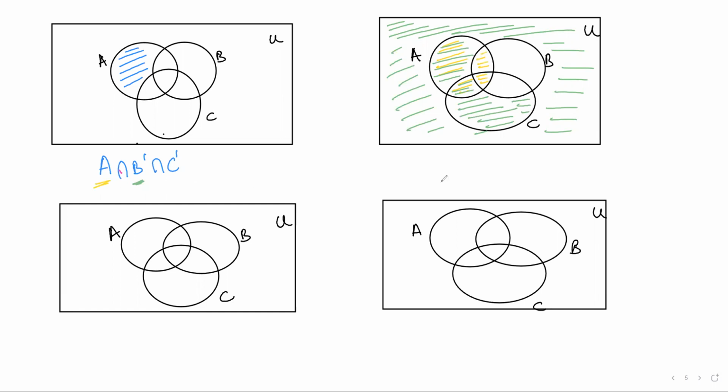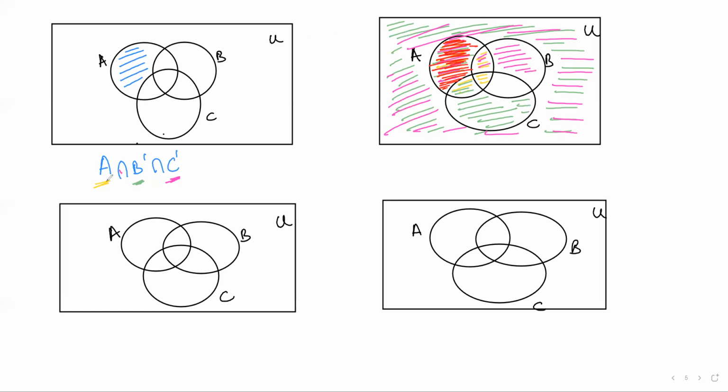What is the C region now? How will you describe the C region? We need C complement, so anything which is not present in C. This region is not present in C, this one, and the whole union part, this one. All this region is not present in C. What is common in all these regions? This region is common in all these regions, and this is the required region. In the previous figure, this is the required region.